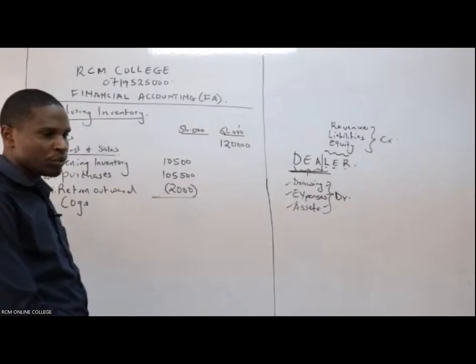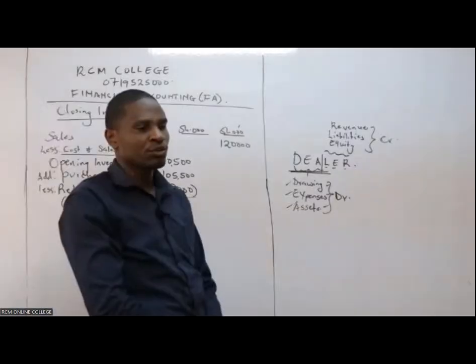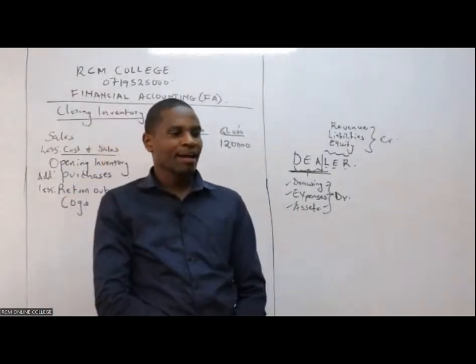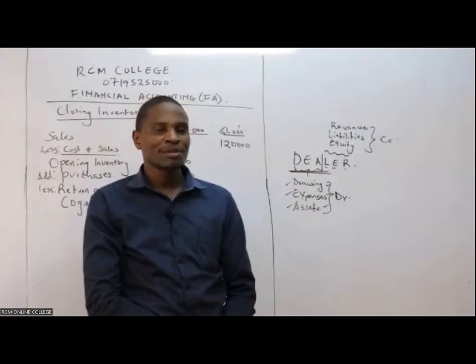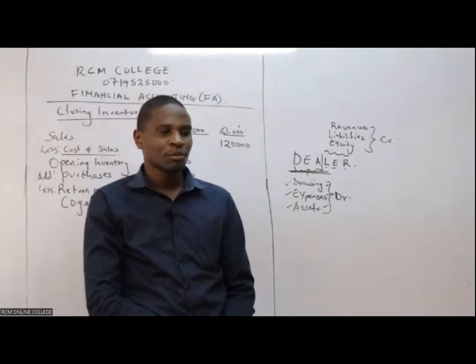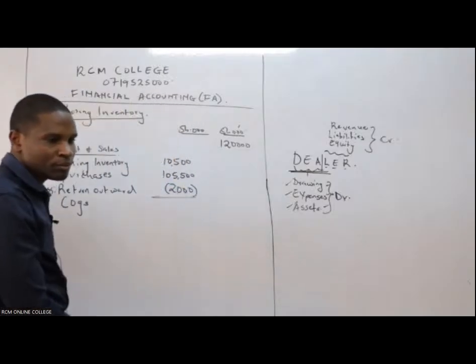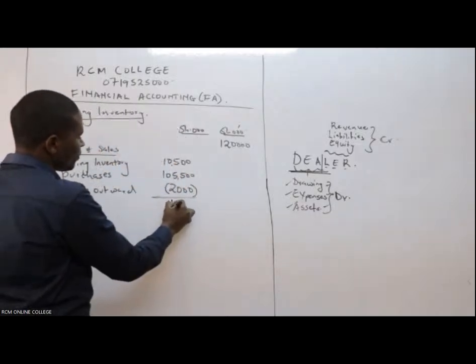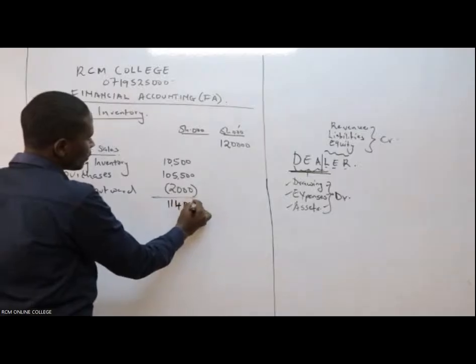So somebody is giving me this: 10,500 plus 105,500 minus 2,000. What are you getting? That one is simple. You can use your phone. Don't let me down. That is simple mathematics. Miss Winsley anatuambia kwamba ni 114,000.